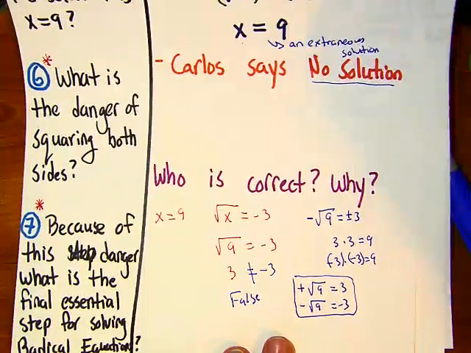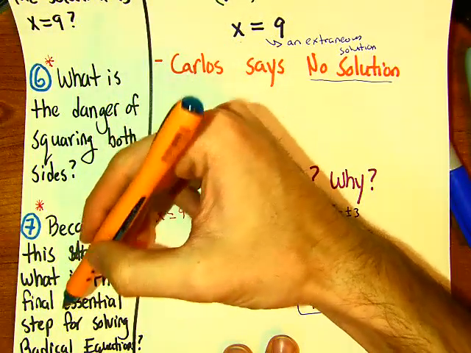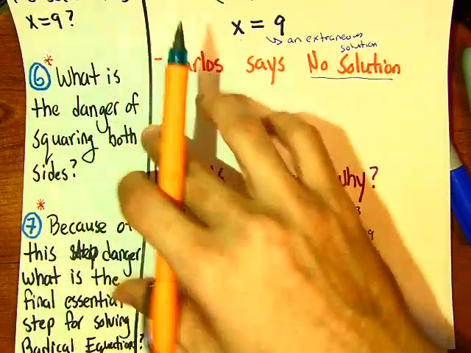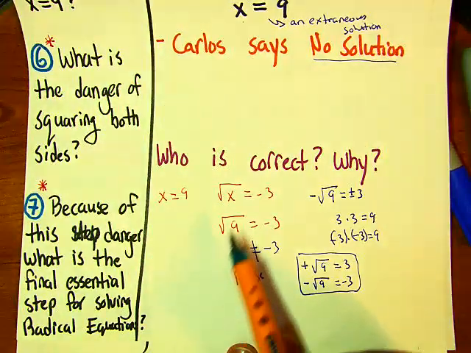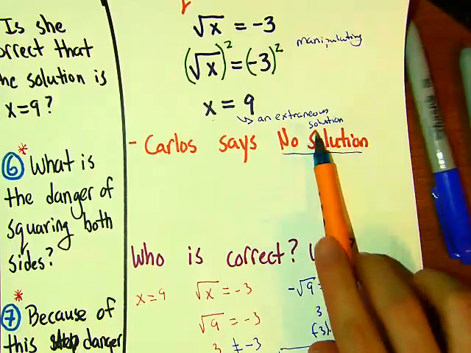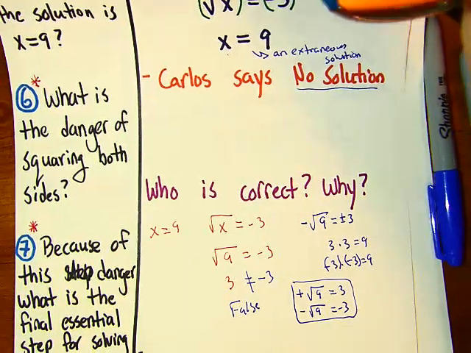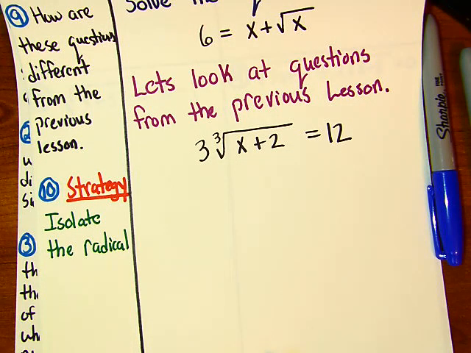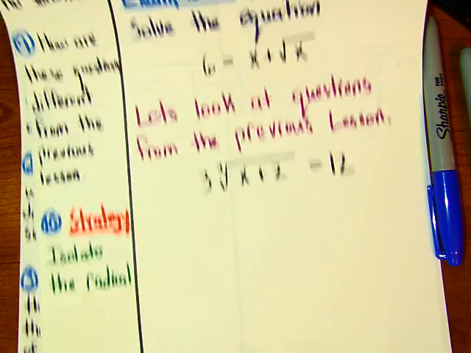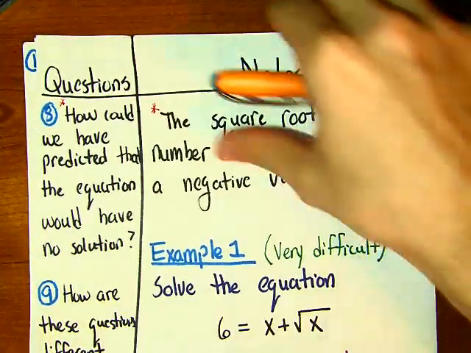Here, because of this danger, what is the final essential step for solving radical equations? It is always to check your work. You have to check for extraneous solutions. Always, always, always, always. Okay. There we go. Now, let's look at this final question for this video, and then I'll do part 2.